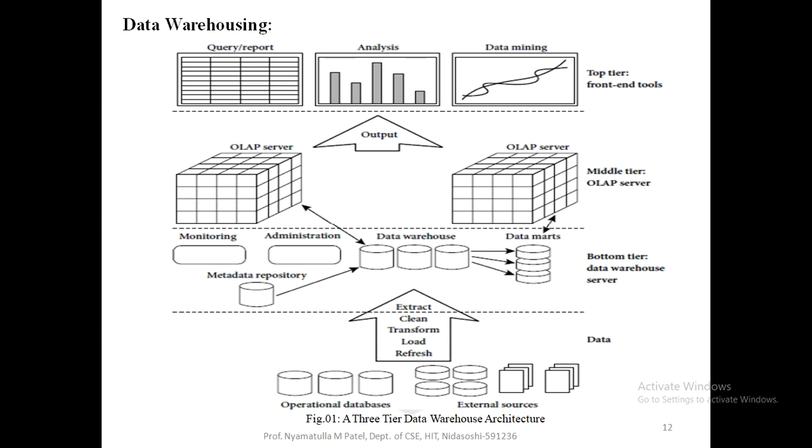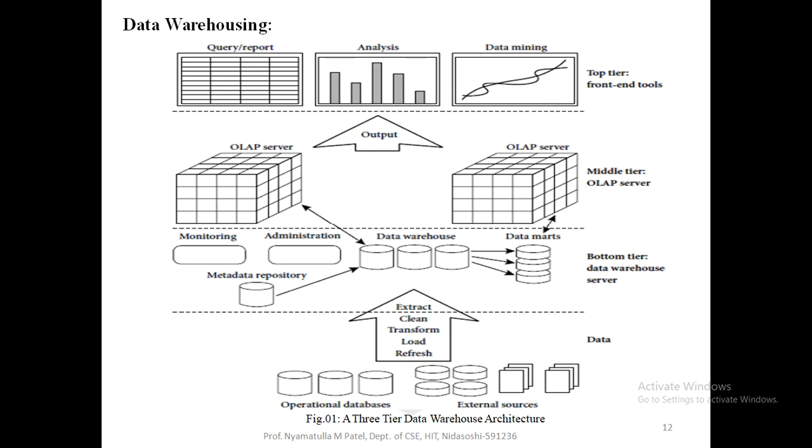Next, coming to data warehousing, a 3-tier data warehouse architecture. As you see, figure 1 represents a 3-tier data warehouse architecture. This total architecture has 3 tiers along with the data. Why is it called 3-tier? It has a top tier, middle tier and bottom tier. Top tier is front end tools, like data mining, analysis and query reports. Middle tier is OLAP servers, and at the bottom tier we have data warehouse servers, and last is the data: operational data and data from external sources. The data from external sources is extracted, cleaned, transformed, loaded and refreshed, and fed to the bottom tier.